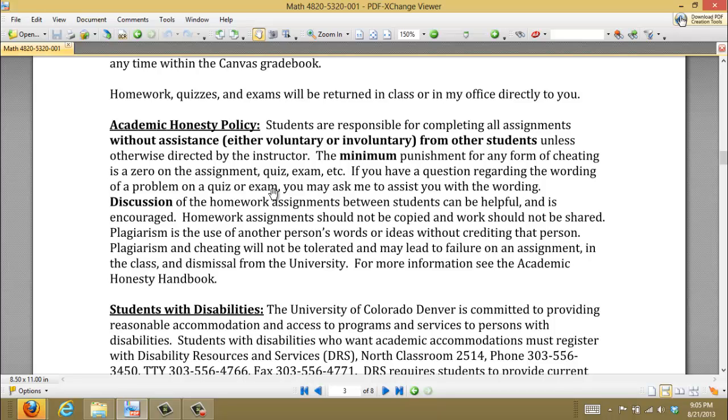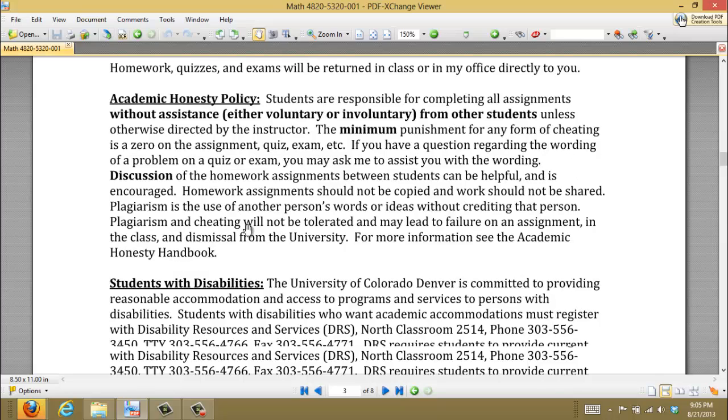And if you do plagiarize or cheat, it may lead to failure on the assignments, could lead to failure of the class, and or possibly dismissal from the university. So it really depends on the situation, how the university wants to handle it, but regardless, the consequences are not going to be fun for you.